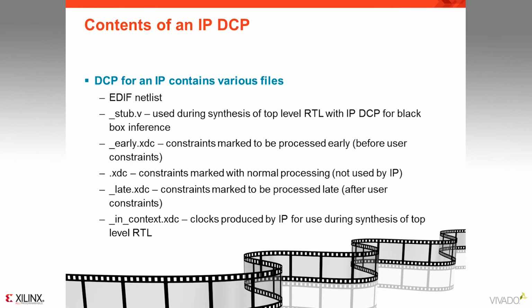The synthesized design checkpoint is a container file and consists of many files. The first is an edif netlist for the IP. Next is an _stub.v file, which is used during synthesis of the top-level RTL with the IP DCP for black box inference. There are 3 XDC files as well, grouped by the processing order they have. The _early is for constraints marked to be processed before the user constraints. The next, with no underscore extension, is for constraints marked with normal processing order. This is not used for IP.